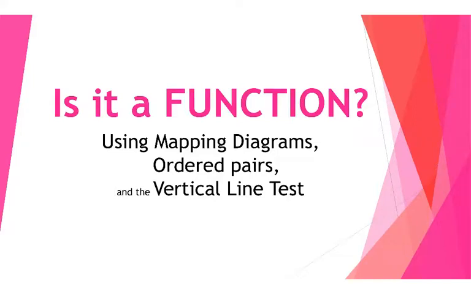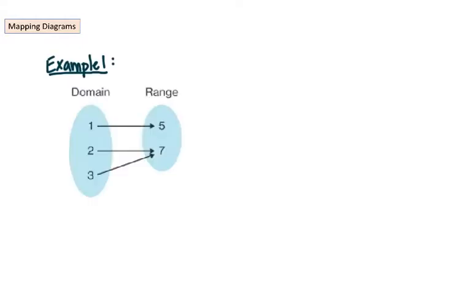Is it a function? We're going to use mapping diagrams, ordered pairs, and vertical line tests for graphs to determine whether or not a relation is a function. Let's start with a few examples of mapping diagrams. So here's an example. We have the numbers 1, 2, 3 as our inputs, the domain on the left, mapping to the outputs or range of 5 and 7 on the right.